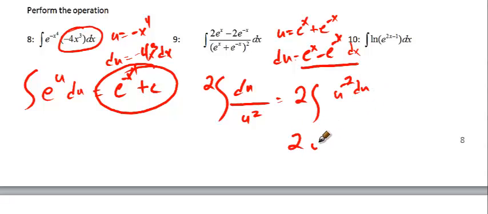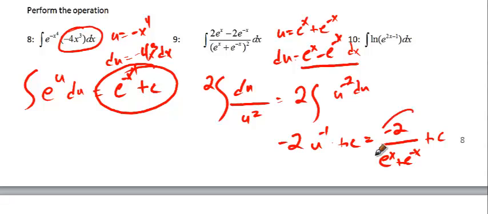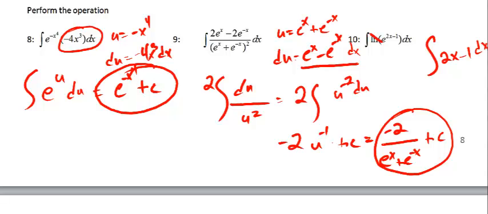So it's 2, you add 1 to the power, so negative 1, divided by negative 1, so negative, plus c, and then you got to plug in your u. So what this works out to be is negative 2 over my u, which would be e to the x plus e to the negative x, plus c. And then we're good. So the next one's kind of silly. Natural log of e cancels out, and you've got the integral of 2x minus 1 dx, which is just power rule, so x squared minus x plus c. And that's our final answer.